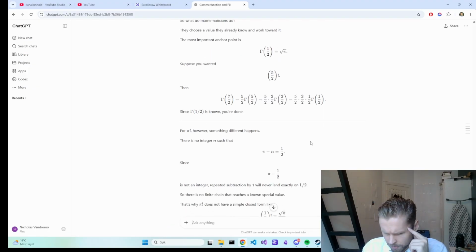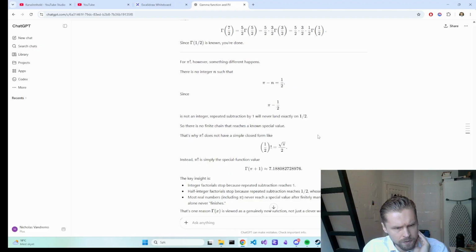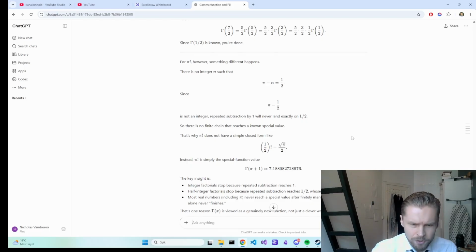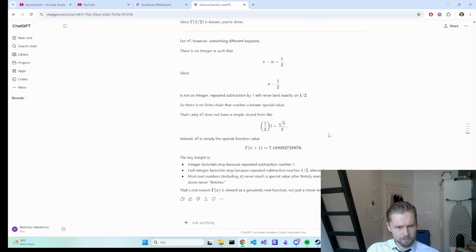Yeah, but you wouldn't have an anchor for pi, would you? For pi factorial, however, something different happens. Yeah, it's not an integer. Repeating the subtraction by 1 will never land exactly on half, so there's no finite chain that reaches a known special value. That's why pi factorial does not have a simple closed form. Instead, pi is simply the special function value. Now, this must have been done numerically.